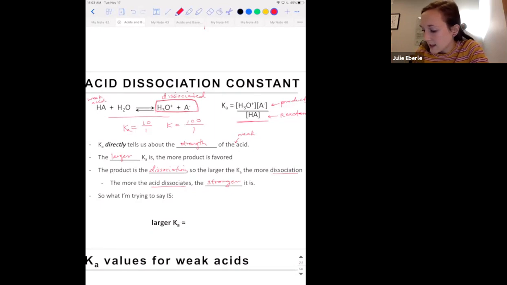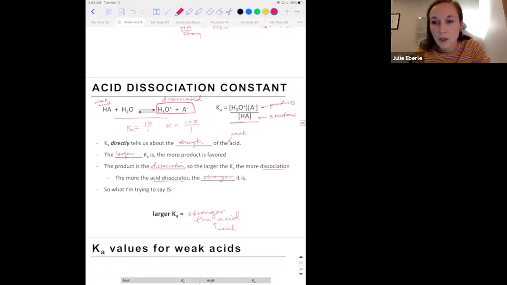So what we're trying to say is the larger Ka equals the stronger the acid. And remember, we're still only talking about weak acids, not strong acids. Okay, we're on a spectrum here of weak acids.